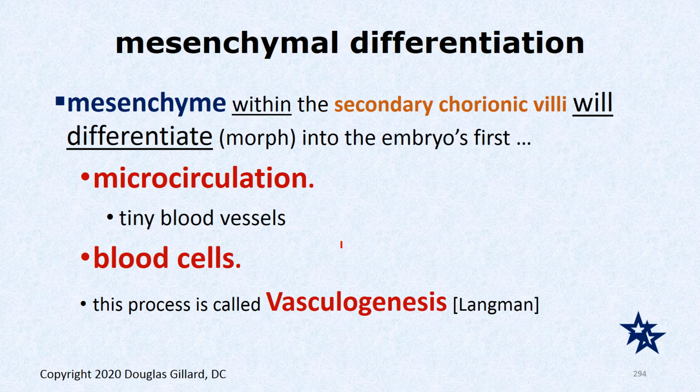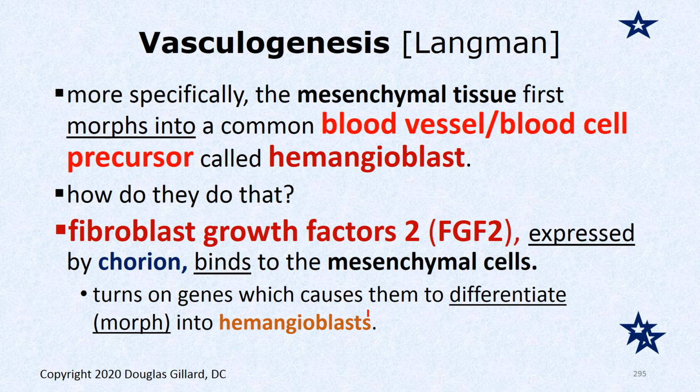But mesenchymal differentiation, so mesenchyme in the secondary chorionic villi, in order to accomplish our goal of making blood vessels and blood cells, we have to undergo a new process. The process is called vasculogenesis. So the mesenchymal tissue will morph into these red blood cells. The first thing that happens is we have to turn on some genes in that mesenchymal tissue. Fibroblast growth factor 2, FGF2, is actually expressed in the chorion cells, and that binds and soaks into the mesenchymal cells and makes them turn into a new type of tissue called a hemangioblast. So mesenchyme gets bombarded with FGF2 and it morphs into hemangioblast tissue.